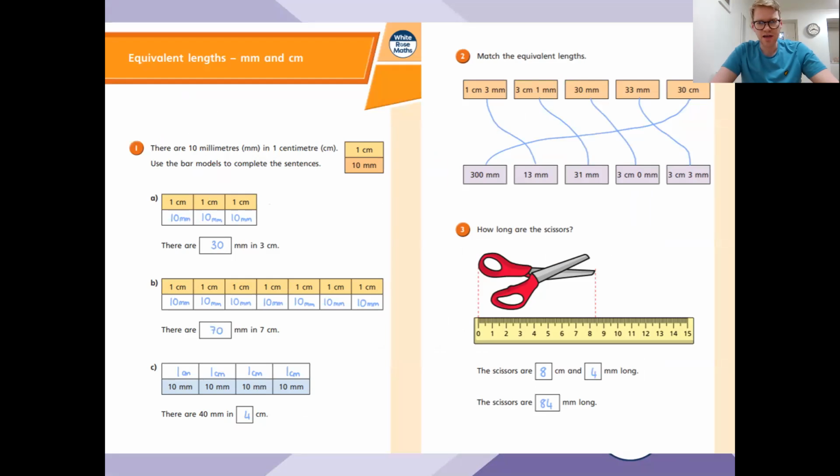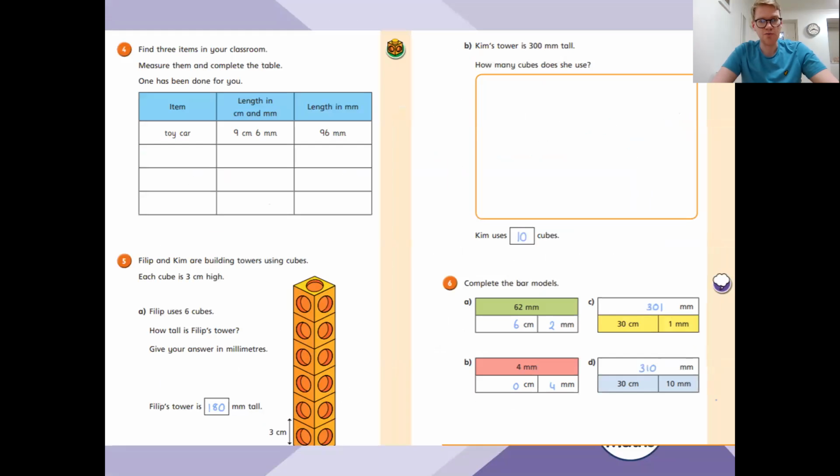Okay, thanks everyone. So here are your answers for today. Well done for giving this a good go. Hopefully you've been converting and finding equivalent lengths between these two without problems. So a really good thing you can be practicing at home now to take this on a little bit further is, again, do some measuring of your own and give those measurements in 2 different ways. So say what something is in centimeters, say what it is in millimeters.